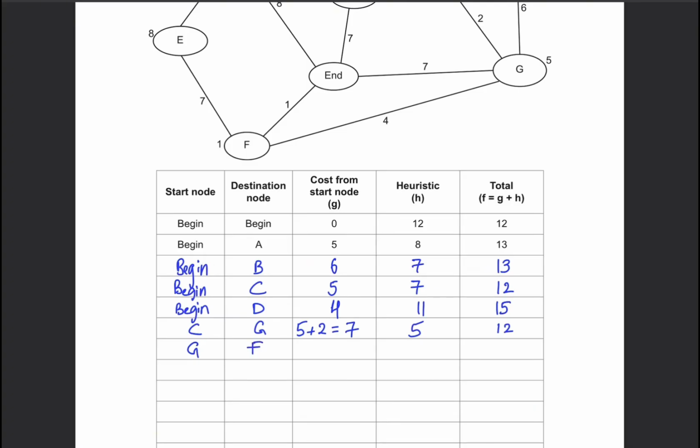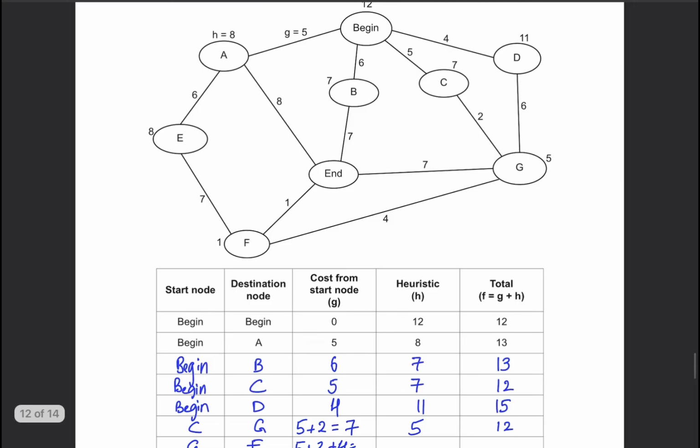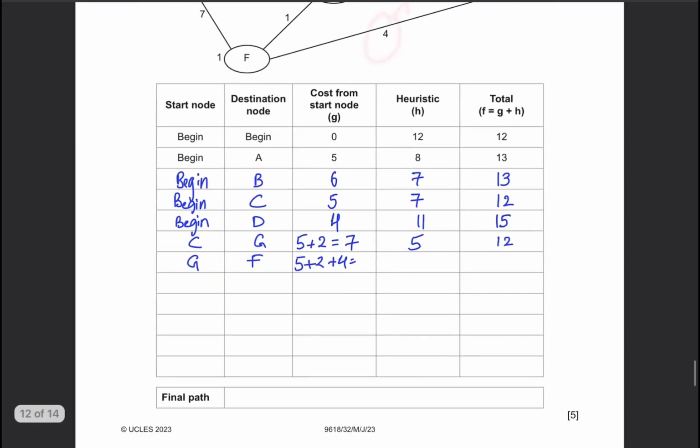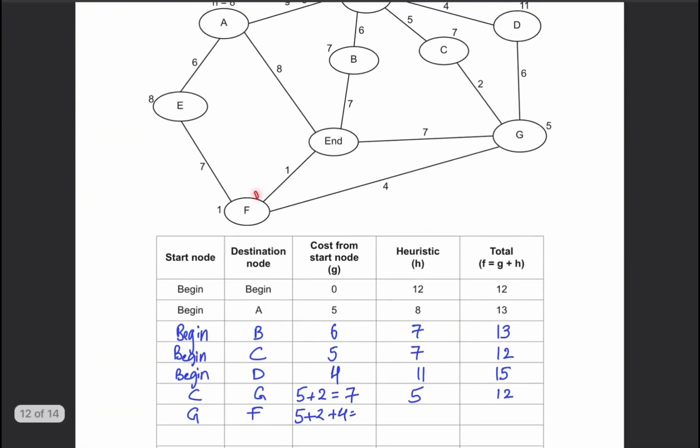G to F. Again, count the cost: 5 plus 2 plus 4. Why? Because we're counting the cost from the beginning till wherever it is going. This is one cost 5, this is the second cost 5, and the third one is 4. So we add all of them together for this, and the destination is F. You're going towards F, so that's your destination node.